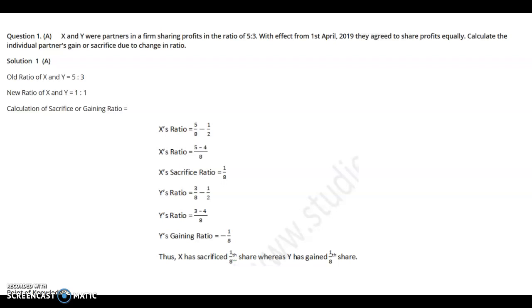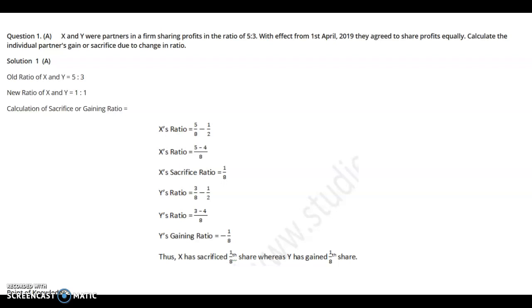So how will we find out the sacrificing or gaining ratio? There is a very simple formula to find out the sacrificing or gaining ratio: old ratio minus new ratio. For each individual partner, we will get the result by subtracting the new ratio from the old ratio. See, the old ratio of X and Y is 5/8 and 3/8. The new ratio of X and Y is 1/2 and 1/2. Calculation of sacrificing or gaining ratio.